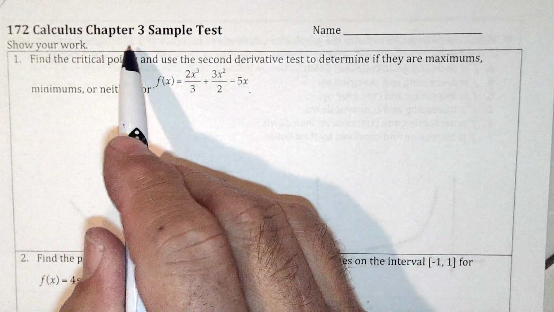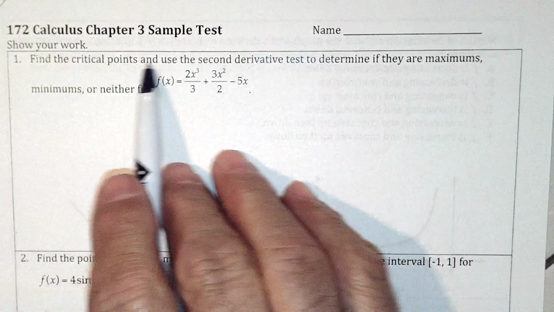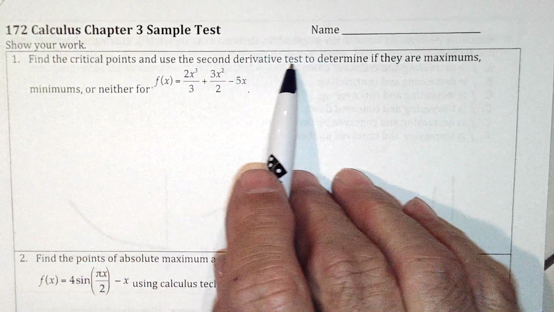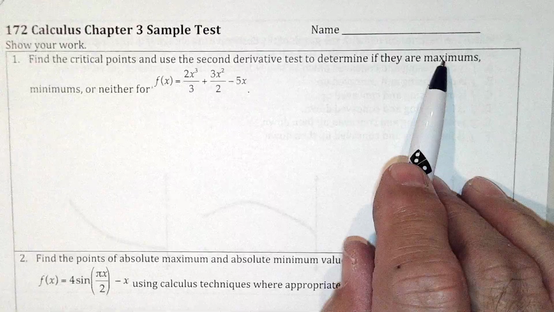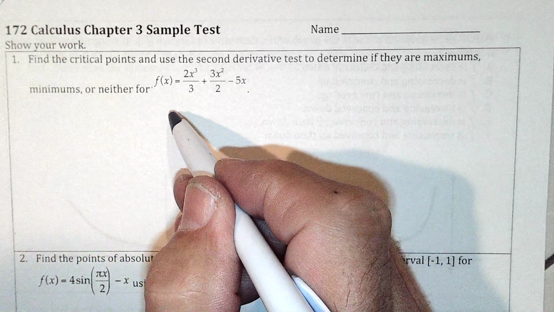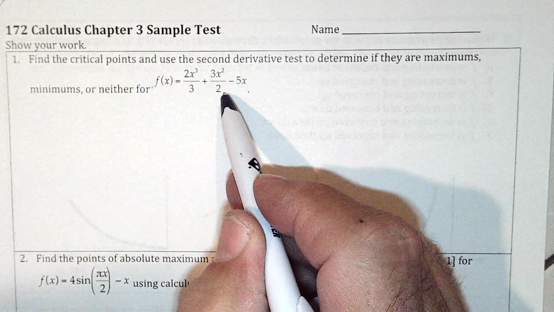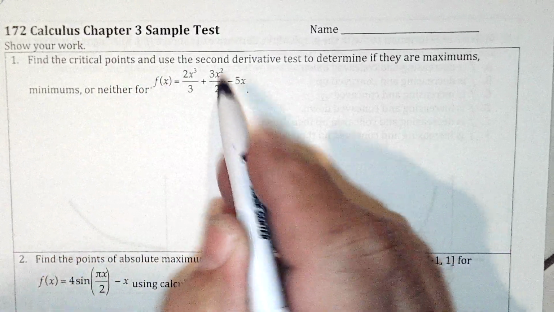Okay, the Chapter 3 sample test for Calc 172. Find the critical points and use a second derivative test to see if they're maximums or minimums or neither. So we're going to find the critical points, we've got to take the derivative and set it equal to 0.